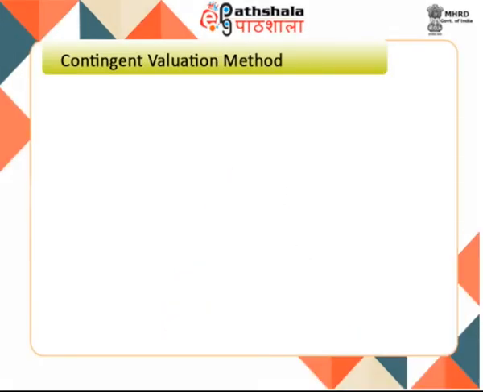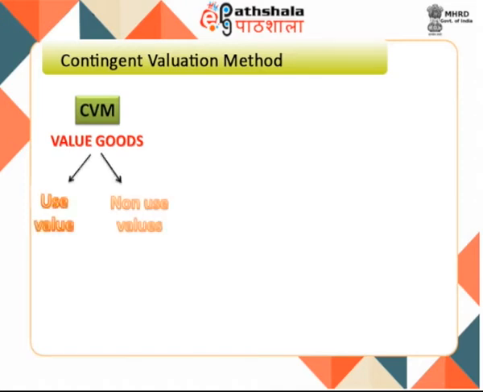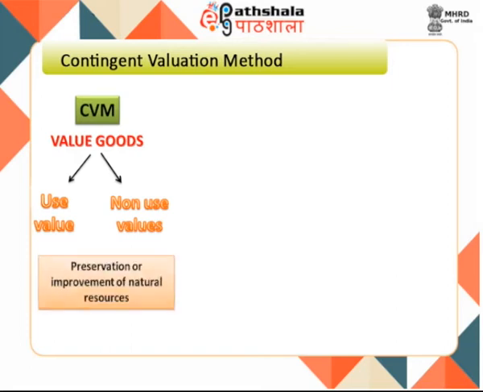The contingent valuation method (CVM) was first used by Davis in a study of hunters in Maine in 1963. CVM has been extensively used by environmental economists in order to value goods with both use values, direct utility, and non-use values, also known as passive existence or preservation values, which refer to the values associated with the preservation or improvement of natural resources.